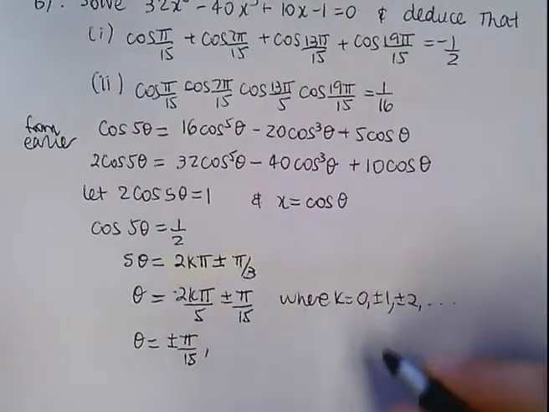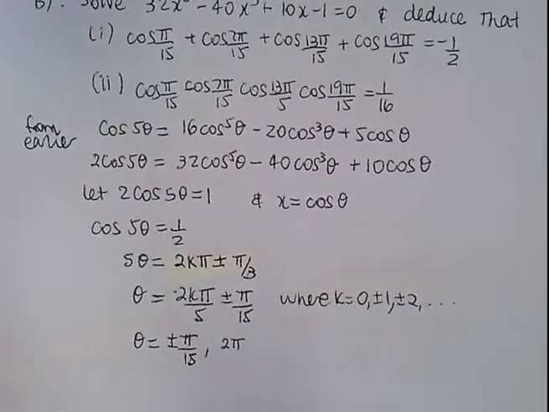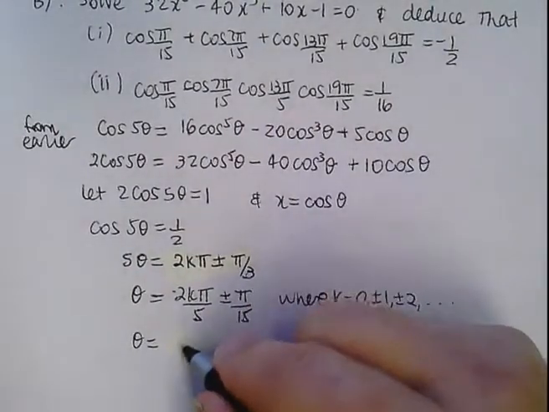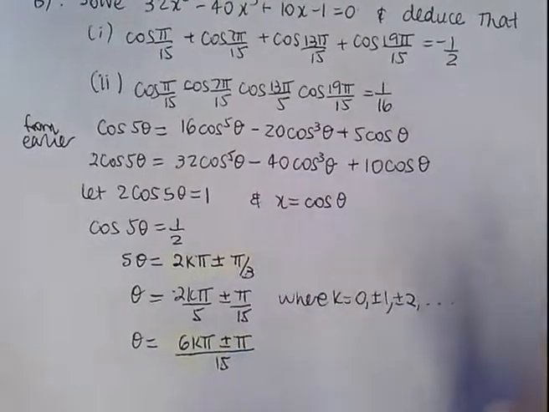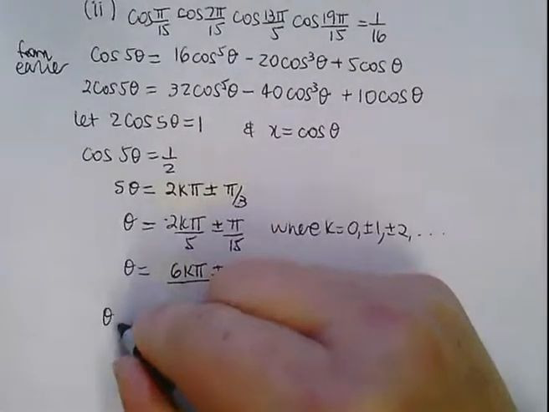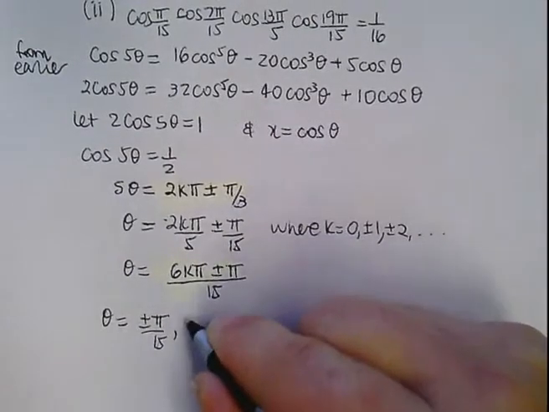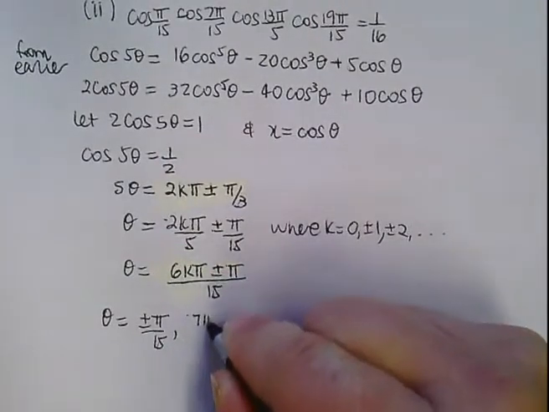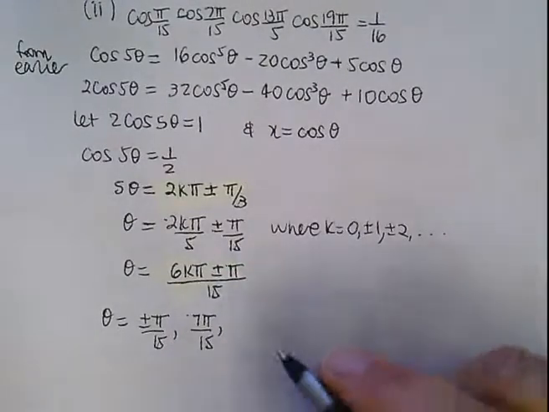When k is 1, we have 2π on 5. Actually, I'm just going to write that with the common denominator first before I go any further. So this will be 6kπ plus or minus π all over 15. So when k is 0, we have plus or minus π on 15. When k is 1, we have 6π plus π, that's 7π on 15. And when k is negative 1, we've got negative 6.